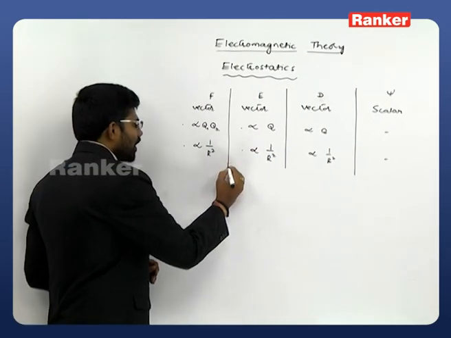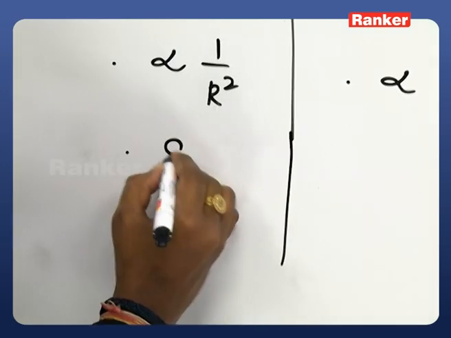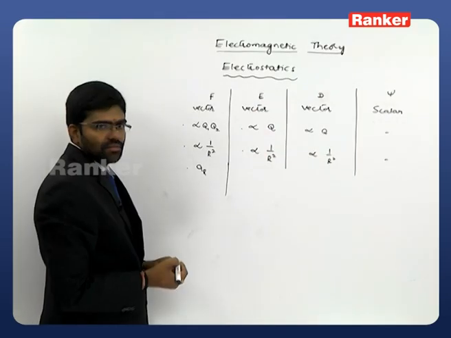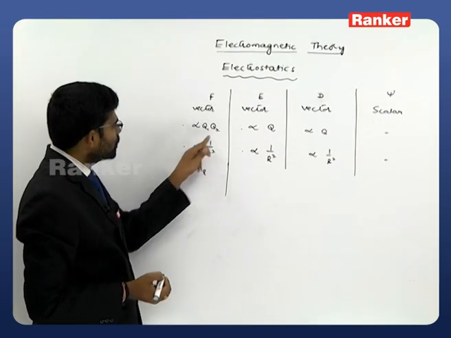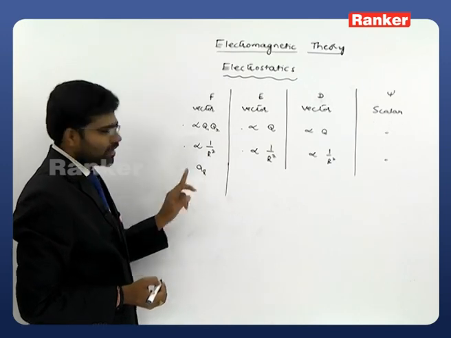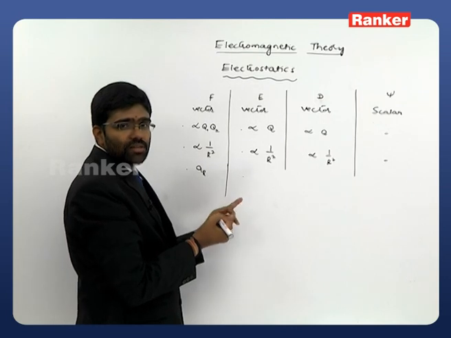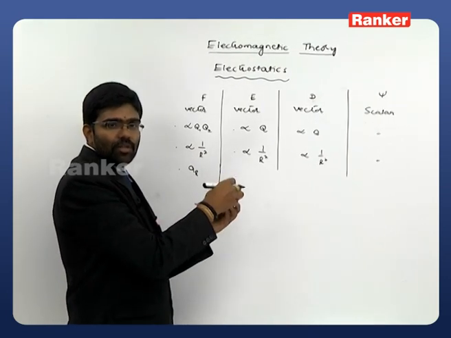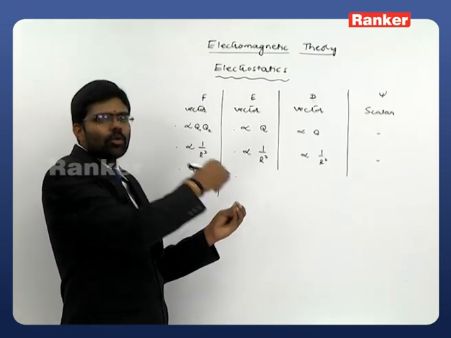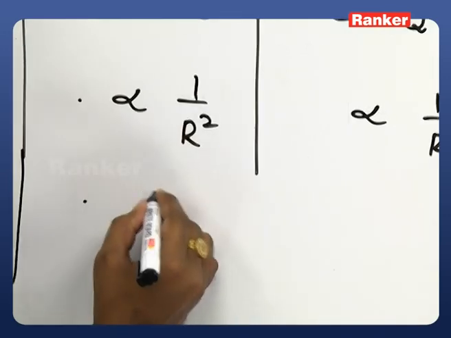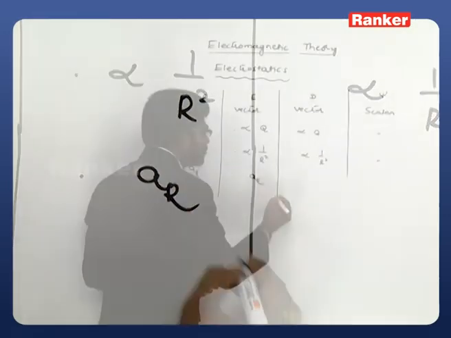Next, what is the direction of the force? It is along the line joining the two charges. Since we have two charges, the line joining them gives us the distance. Here, what is the direction of our electric field intensity? Purely it is in the direction from the charge to the point of observation. We can write this as a_R.